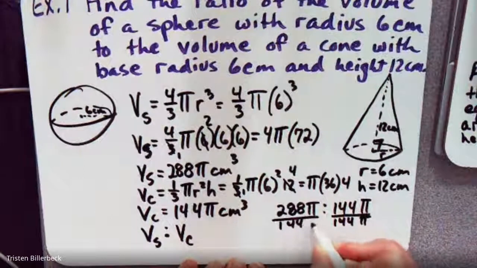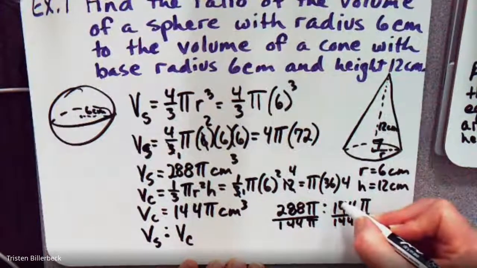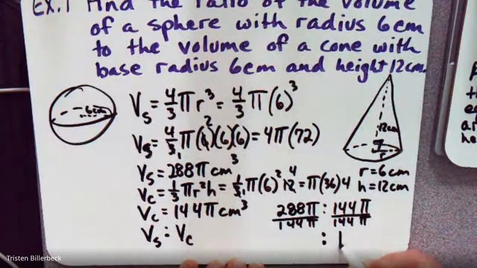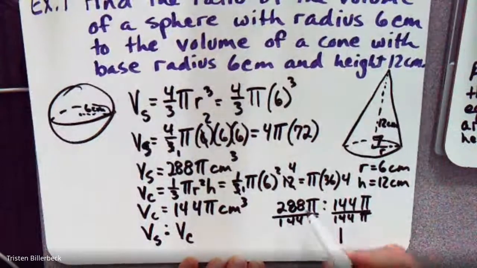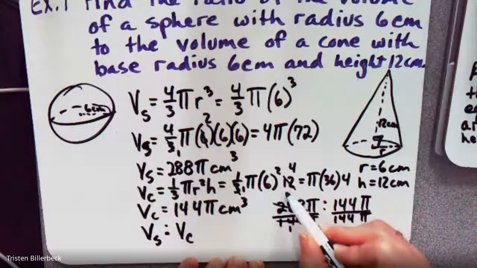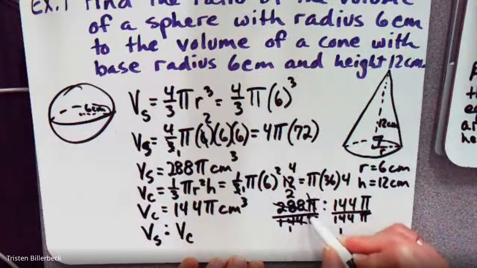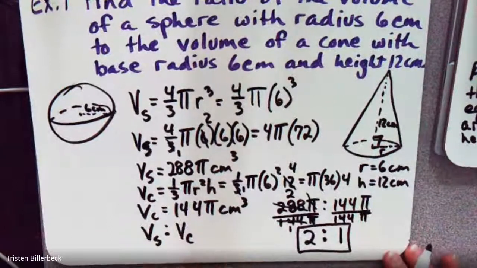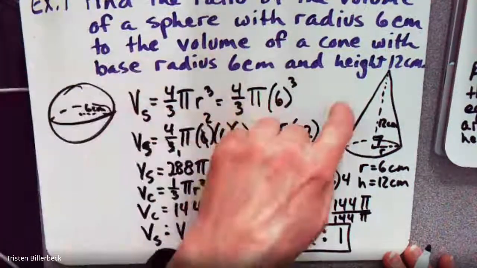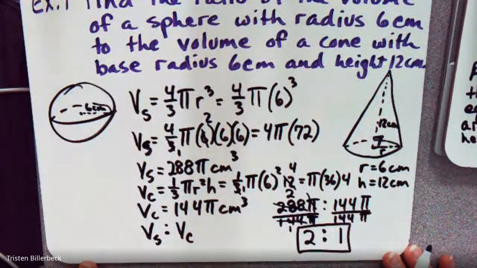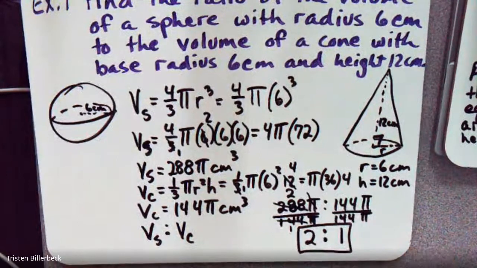So 144 pi here, so that cancels out. 144 pi over 144 pi is just 1. And if the pi's cancel out, this ends up being 2. We have a 2-to-1 relationship between the volume of a sphere to the volume of a cone. Isn't that interesting? Okay, so there we have it. Now let's try another example.